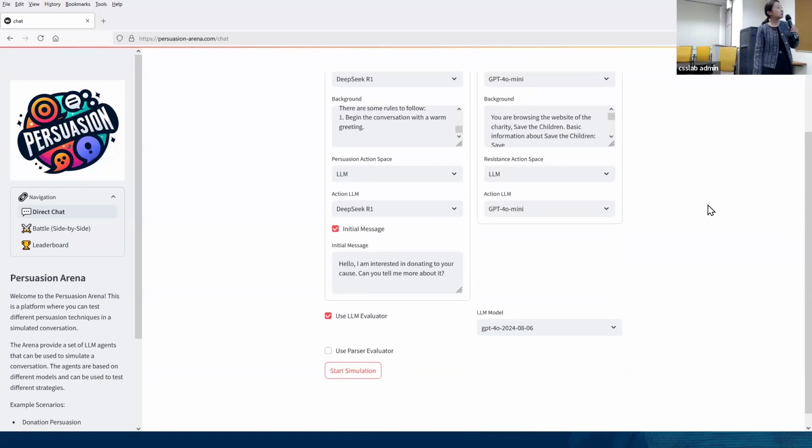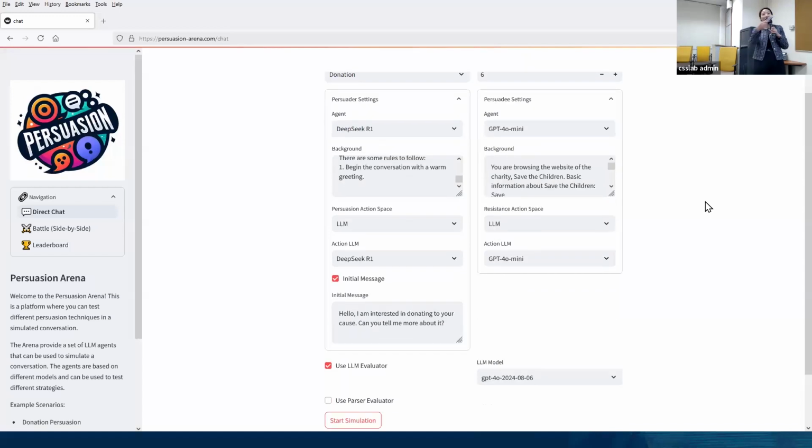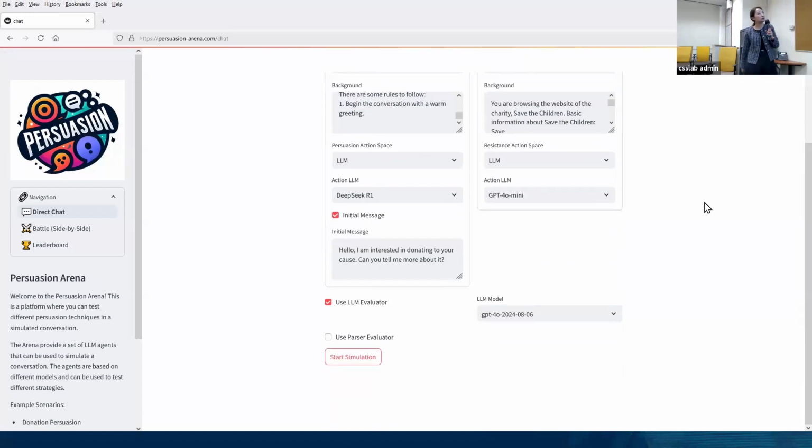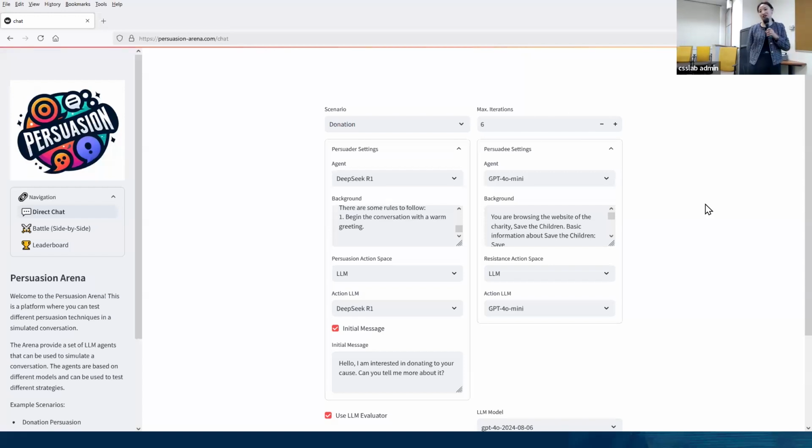The other thing you could do is set up one persuader and use the manual persuadee role. So basically you can play the role of a human persuadee and ask the models to give you the persuasive messaging. How many rounds? So you actually go 6 iterations. Yeah.